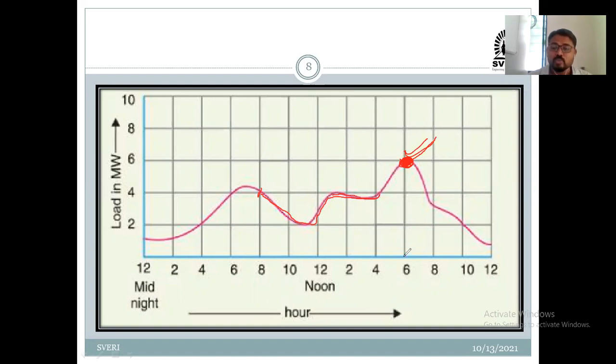But at 6 p.m. what happens? Lights are on, fans are on, all your television sets are on. It means there is a continuous use of electricity in your home, so your demand has increased. Demand increases, it means there is a maximum load. Okay, and after that what will happen? After 8 p.m. or 10 p.m. or 12 p.m. what happens?